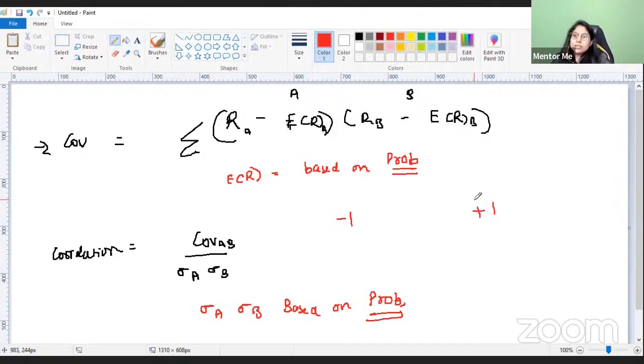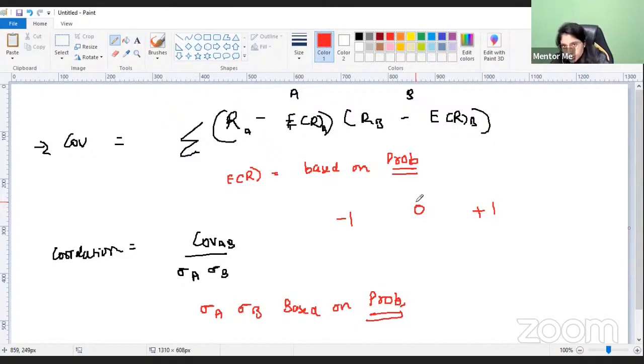+1 means that there's a positive correlation. That means if one security goes up by 1%, the other also goes up by 1%. When it's -1, it indicates that if one security goes up by 1%, the other goes down by 1%. So that's perfect. What value will come in between? 0 will come in the middle. That indicates that there is no correlation. Right? If the correlation value comes out to be 0, it means that there is no correlation between the two.